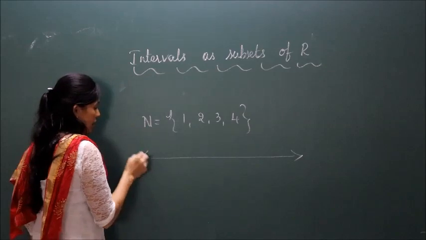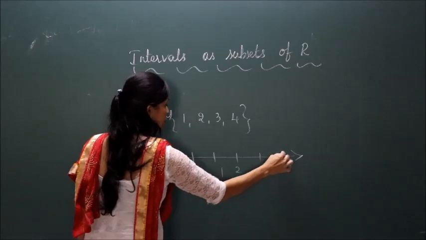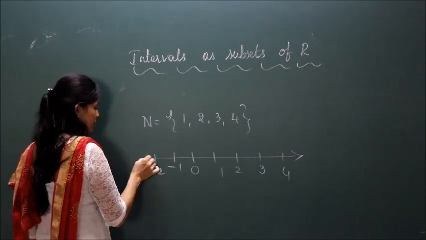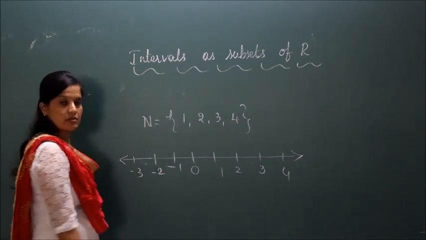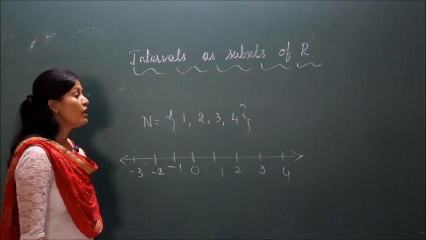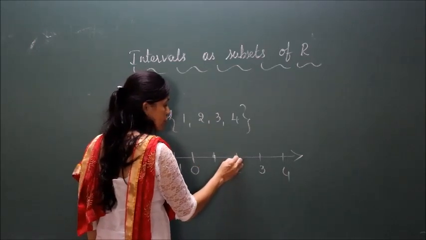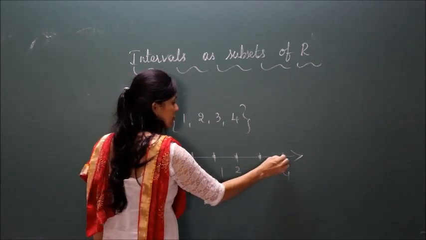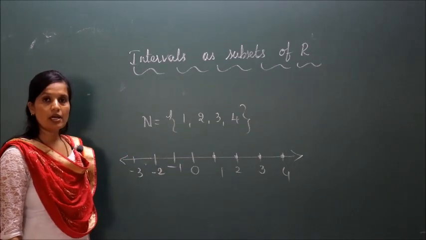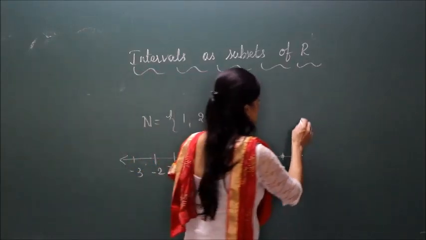You will draw a line. You know how to draw the number line, minus 2, minus 3, it goes like this. And if I want to represent this set on this number line, how will you do it? See, you will put a dot over all these numbers, right? This is how I represent these numbers on the number line. And if it is a set of integers, for example, I have one more set.